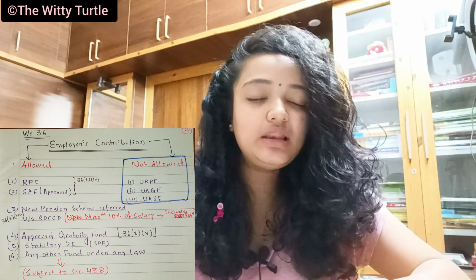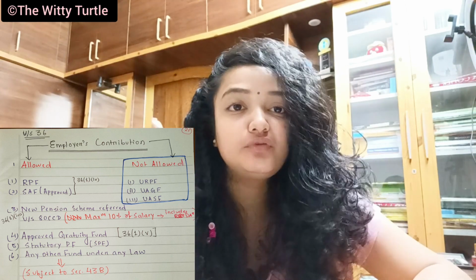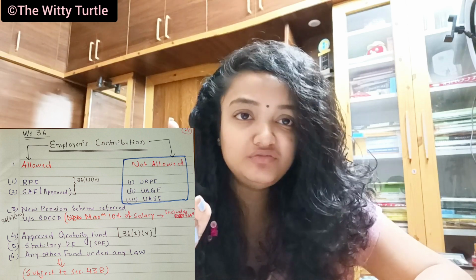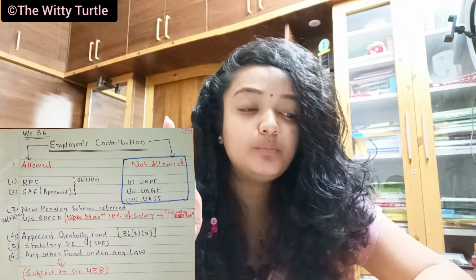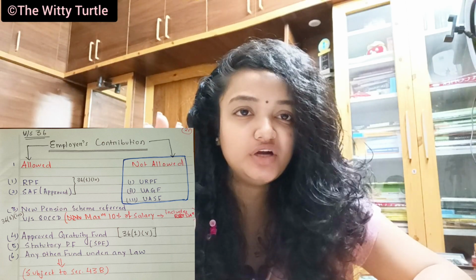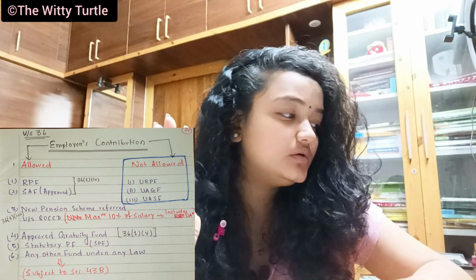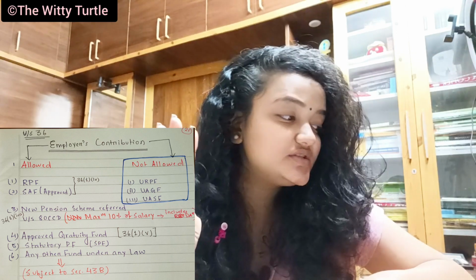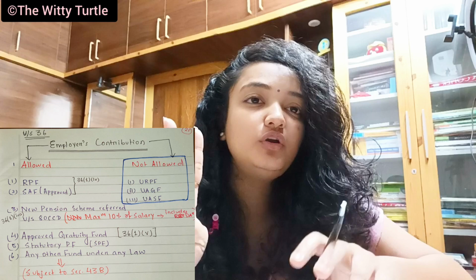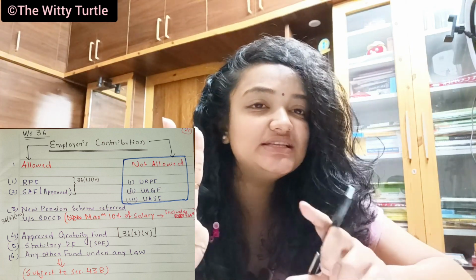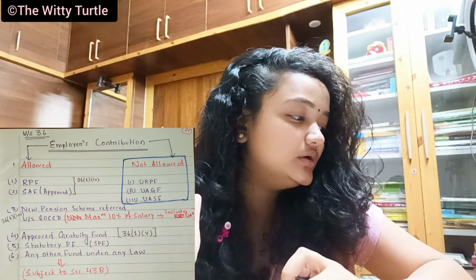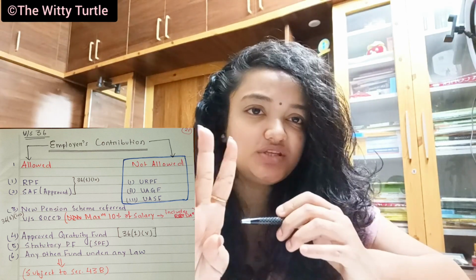So till now we studied four things. The first one is your RPF, recognized provident fund. The second one is your approved gratuity fund. The next is your approved superannuation fund. Then the next is what? The next is your new pension contribution of the employer for the new pension scheme under section 80 CCD, maximum limit up to 10% of the salary. So these four things we studied.